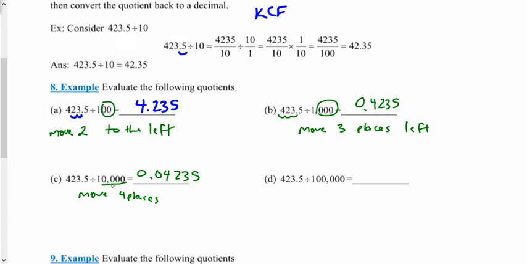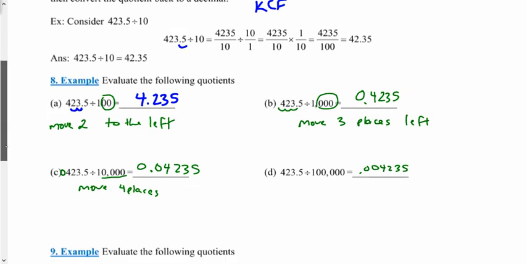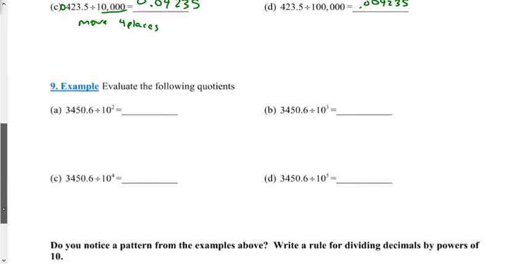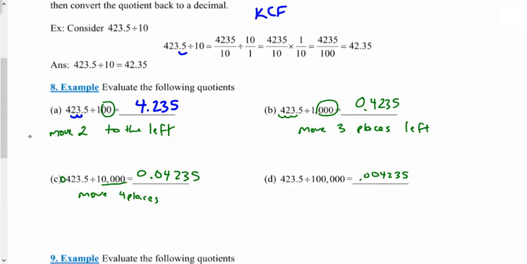See, now you can see that if we move it 4 places, 1, 2, 3, 4, we would actually need another placeholder right there. And then, of course, this next one, we're just moving 5 places, right? So this should be 0.004235 for that. Okay. Same idea as what we just got done doing above here.